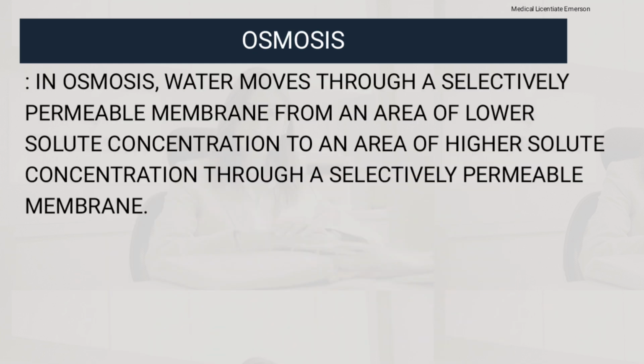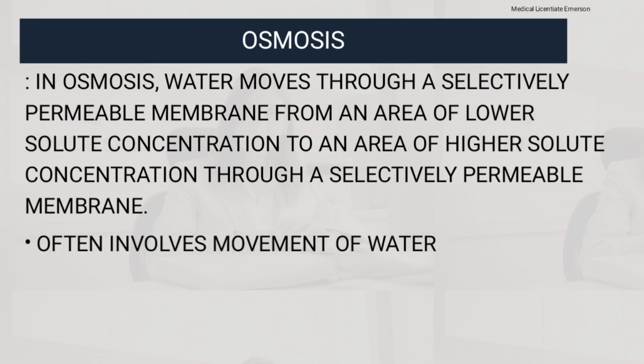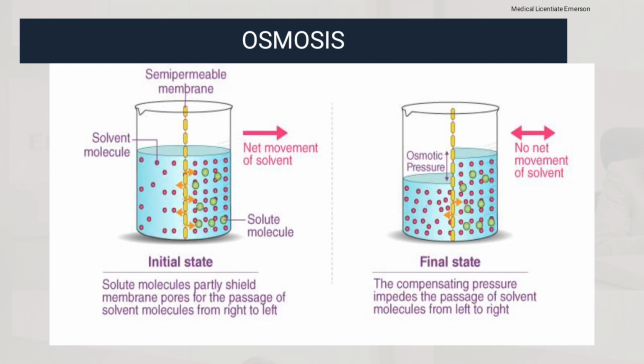Then for osmosis, the water moves through a selectively permeable membrane from an area of lower solute concentration to an area of higher solute concentration. It often involves movement of water into the cell and also, of course, out of the cell. So this is an illustration of osmosis.